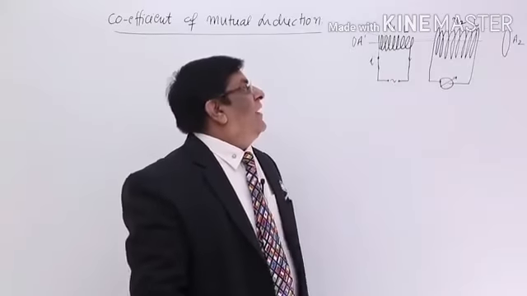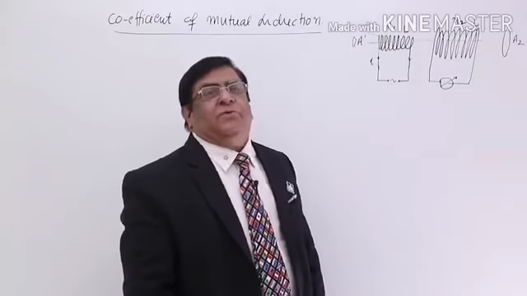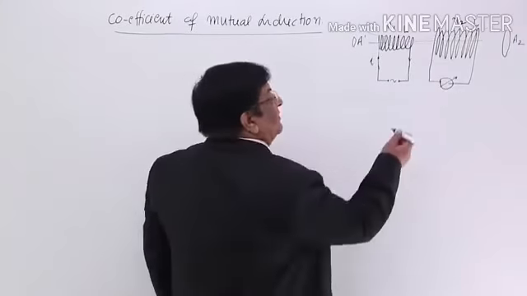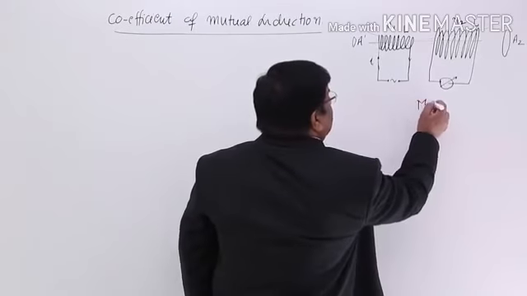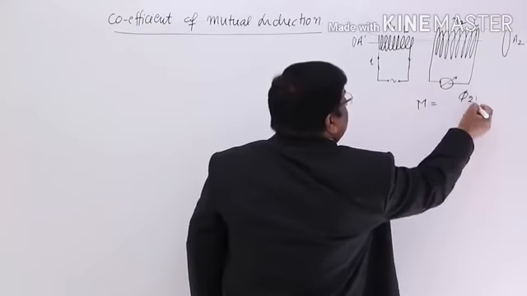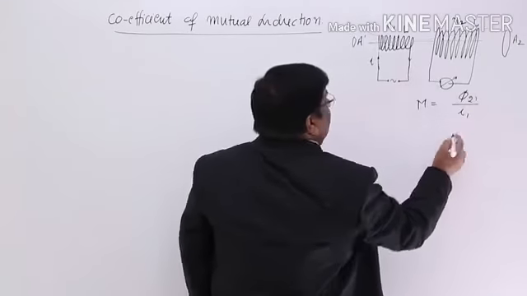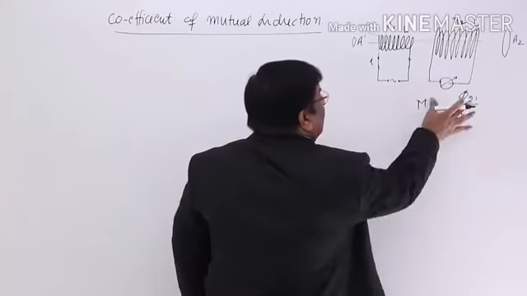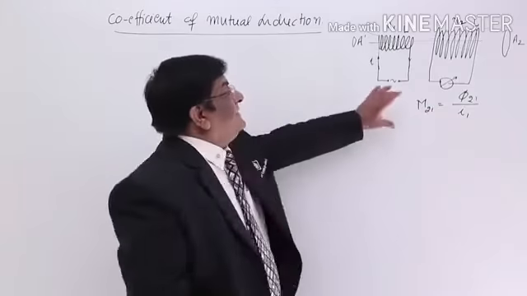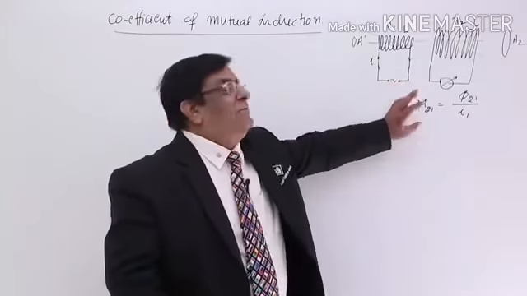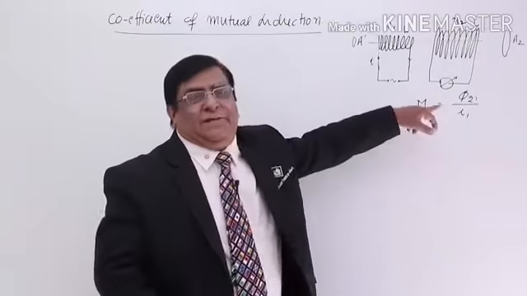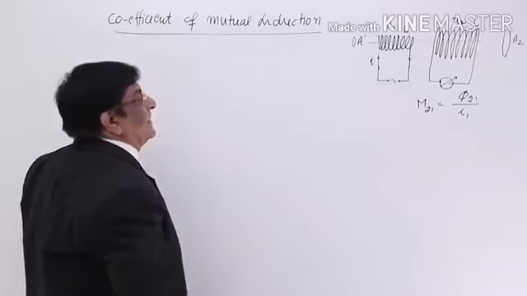Now we have to calculate the value of the coefficient of mutual induction between the two coils. What is the fundamental formula? We are going to use that mutual induction is numerically equal to the flux linked with coil number 2 divided by the current flowing in coil number 1, and this will be known as the mutual induction of coil number 2 with respect to coil number 1. This is the fundamental formula, and with the help of this we are going to find out on which factors M depends.